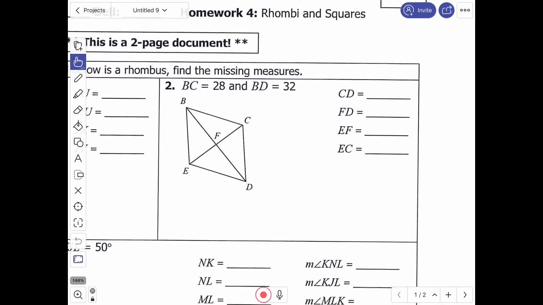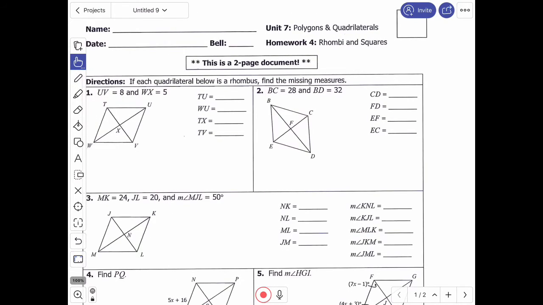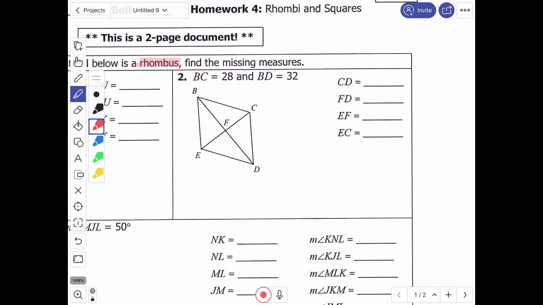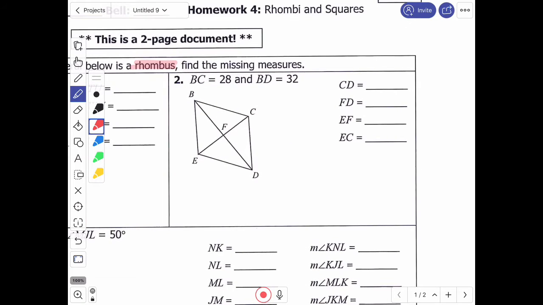So on this front page, each of these quadrilaterals are rhombi, so we need to remember those properties of a rhombus. Some key ones to remember are that the diagonals are bisecting the opposite angles, and the diagonals are perpendicular to each other. The one that you might mix up is that the diagonals are congruent. So diagonals are not congruent in a rhombus, okay? That's only a square and a rectangle. So those are the two big things that I think we should remember.